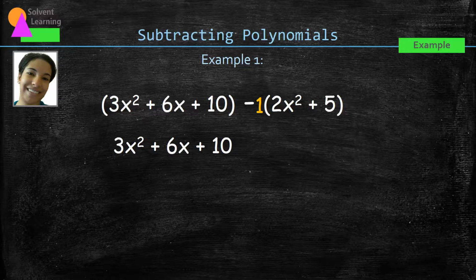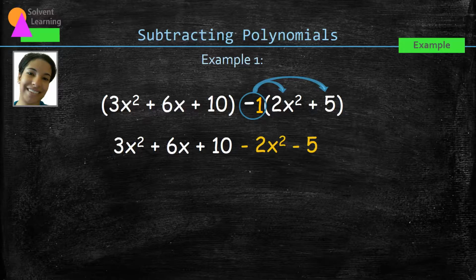Okay. That subtraction sign along with the 1 we're going to count as a -1 and distribute that throughout the second polynomial. We're going to multiply that -1 times each term. Okay, so when we multiply the -1 times 2x squared, we get -2x squared. And when we multiply the -1 times the +5, we get -5. Okay. Now the parentheses are gone.